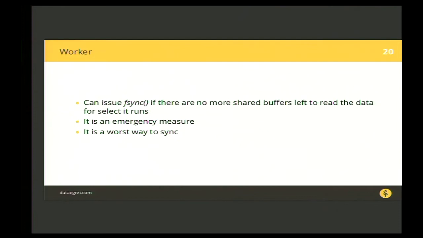There are several parameters: checkpoints_timed and checkpoints_req. Those are about how many checkpoints happened by WAL size and how many happened by timeout. This particular thing in this view is buffers_backend_fsync, the backend fsync count. And it's supposed to be zero, actually. If it's not zero, check what is going on and why it's not zero.